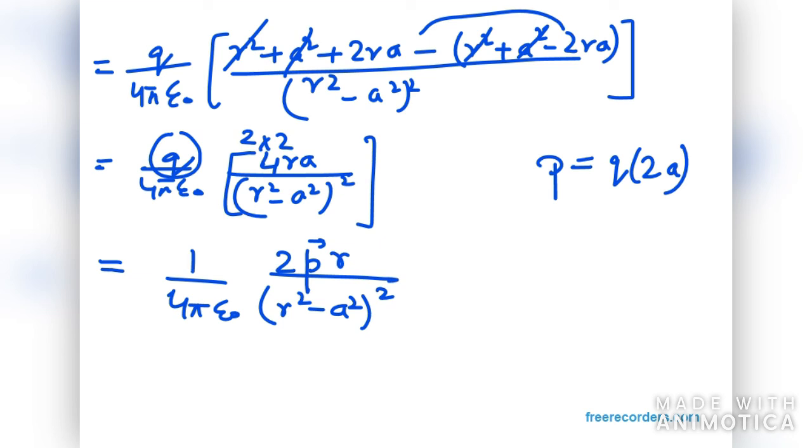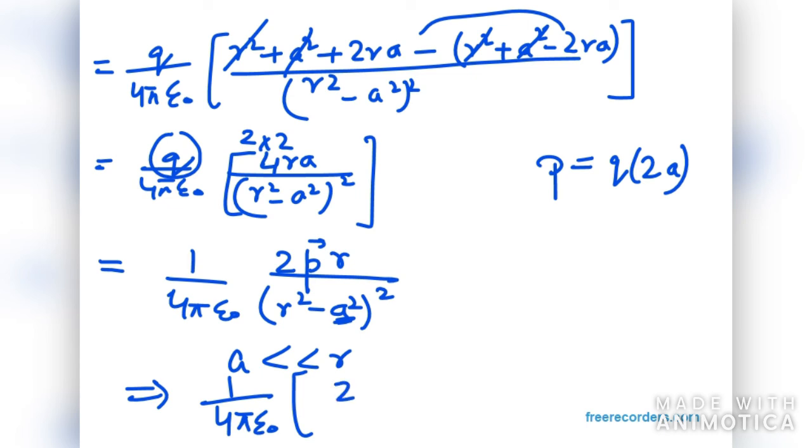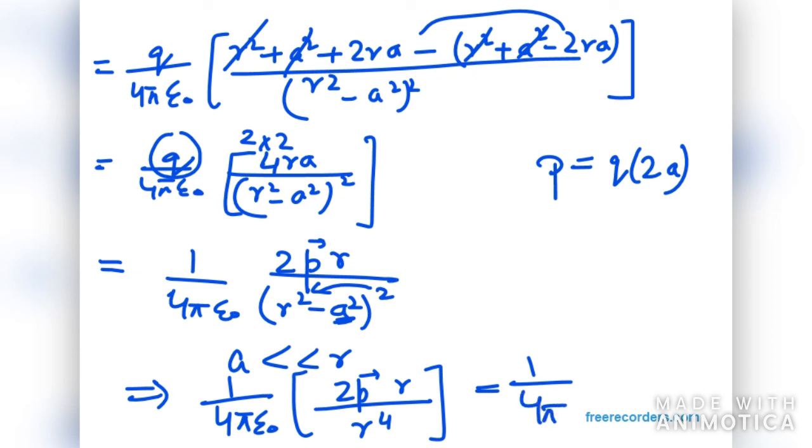Or you can write, if I say that my dipole is of very small length, then that means A is negligible. A is very less than R. So it is negligible. That means we can reduce this form to, this will go to 0. So it will be 1 over 4 pi epsilon naught in bracket. We have 2p. We have r here. Then at the bottom we have r to the power 4 because we have r square squared. So it will be r to the 4, or you can write it as 1 over 4 pi epsilon naught 2p over r cube.